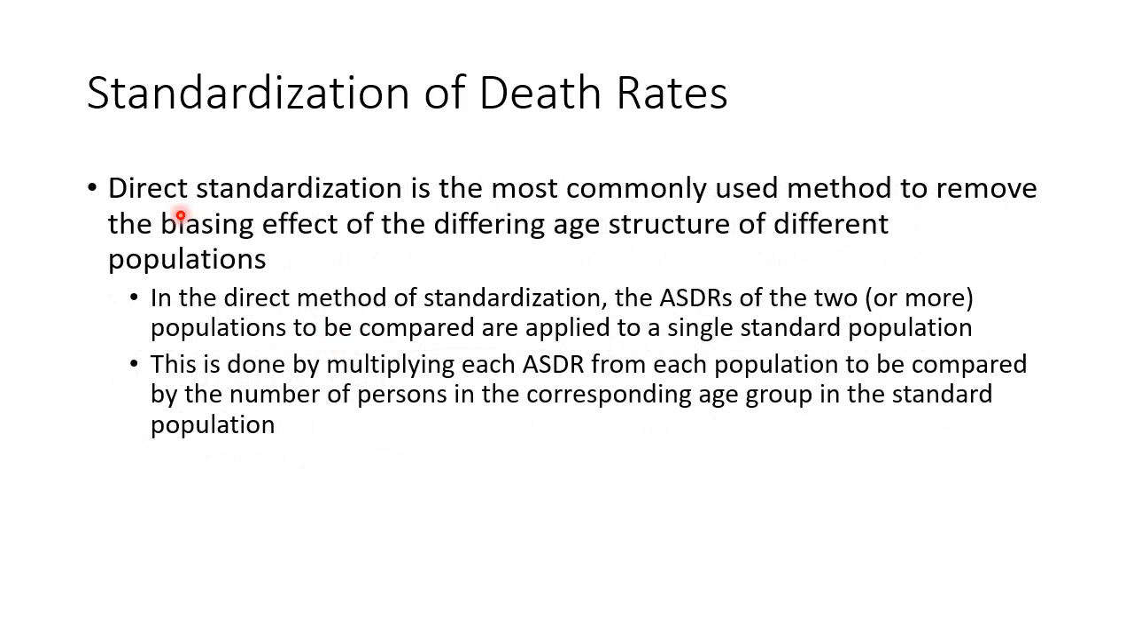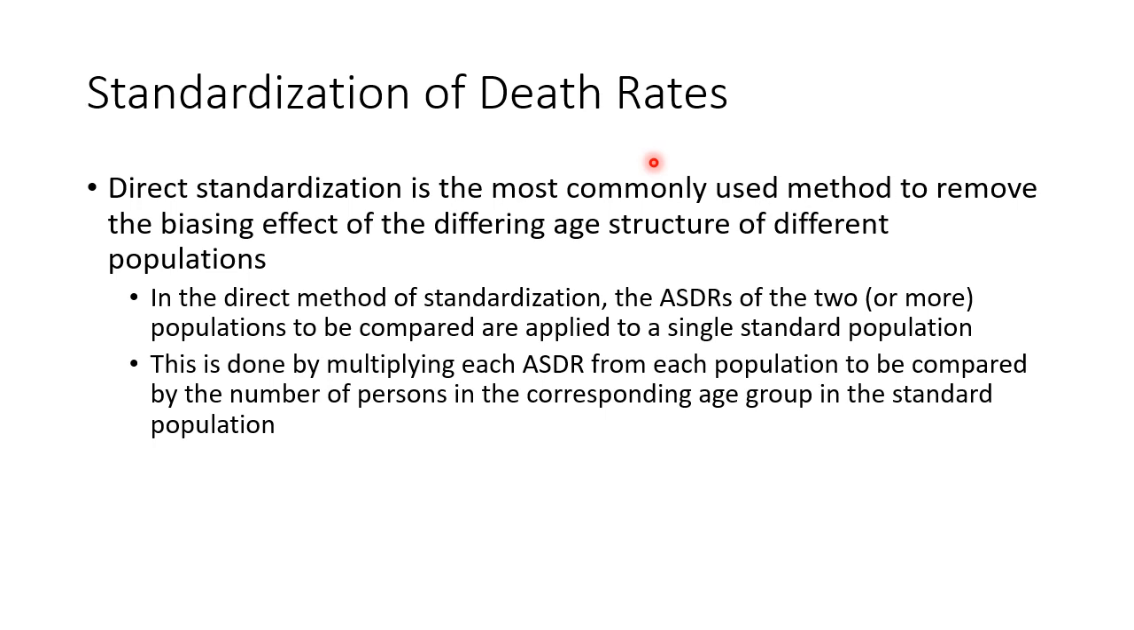So looking at the direct method here, we're going to find this is most commonly used to try to remove any kind of biasing effects from the different age structure. Kind of going back to that example of Ecuador versus, say, Switzerland, we're trying to make those age-adjusted rates to take into account the different weights of the age groups there.